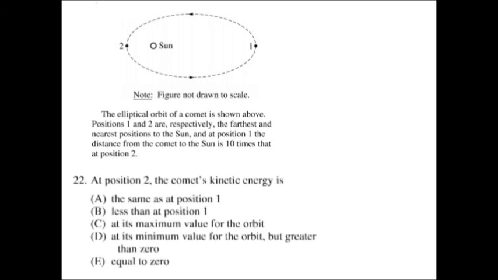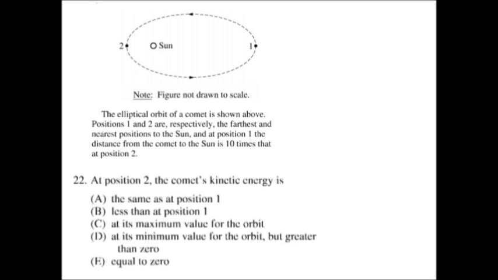The elliptical orbit of a comet is shown above. Positions 1 and 2 are respectively the farthest and nearest positions to the Sun. Fun fact: you can call position 1 the aphelion and position 2 the perihelion, because 2 and the Sun are paired together.